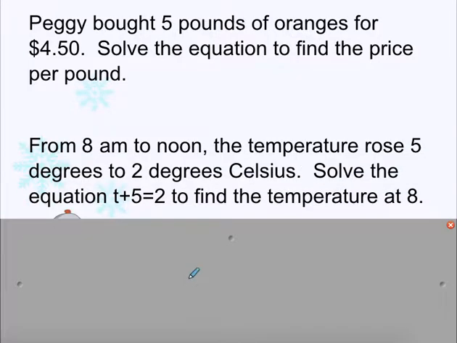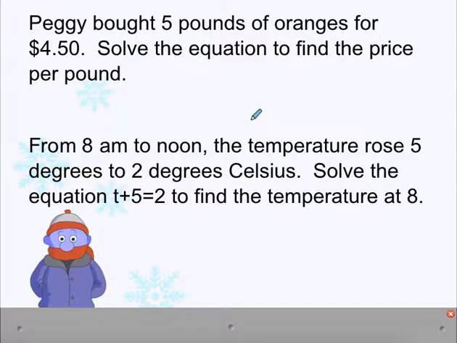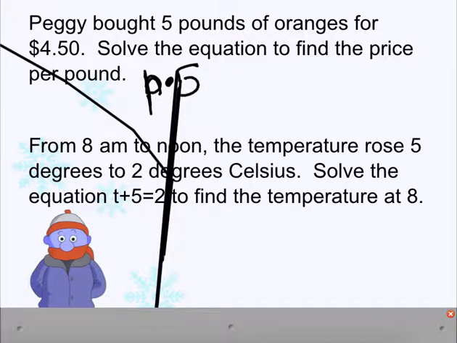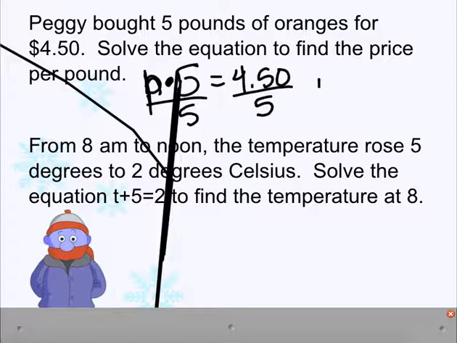All right, last example. Last page. Peggy bought 5 pounds of oranges for $4.50. Solve the equation to find the price per pound. Well, as you can imagine, I have a certain amount of money I spend on each pound. Okay, let's see, the price per pound, we'll represent it with a P, times my 5 pounds equals 450, which means I need to divide by 5 on either side to find that my price per pound is 90 cents.